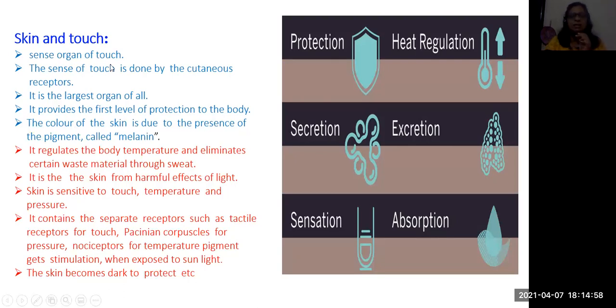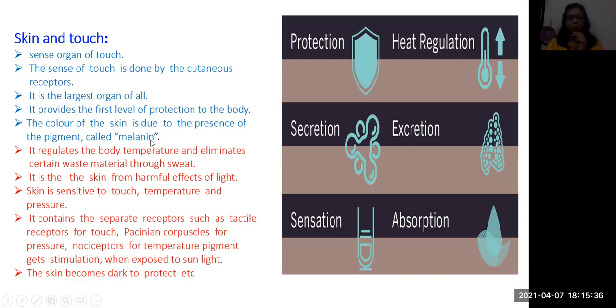And sense organ, the skin is a very effective sense organ for touch, which is done by means of cutaneous receptors. Skin is called cutaneous. I think you know that in cutaneous respiration, the frog respires by means of skin. That is called cutaneous respiration because of the moisture condition of the skin. And it is the largest organ, as we have discussed. It provides the first level of protection to the body.